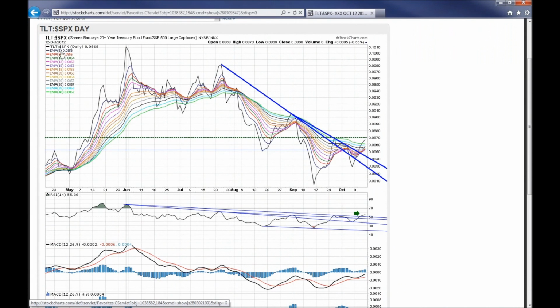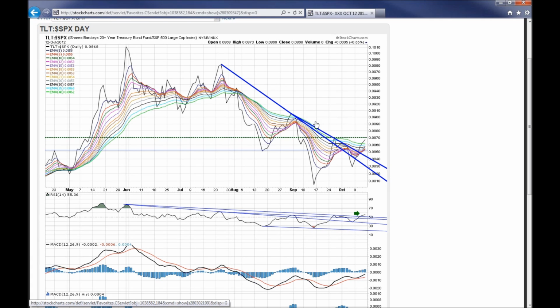This is a daily chart of TLT, or risk off, divided by the stock market, or risk on. When the ratio is rising, risk off is in favor. This is what risk on looks like for the most part. Here's where the market started to correct. The stock market started to drop here.